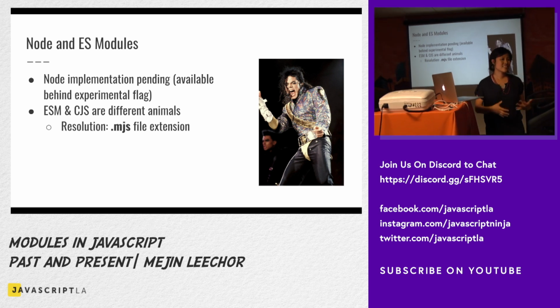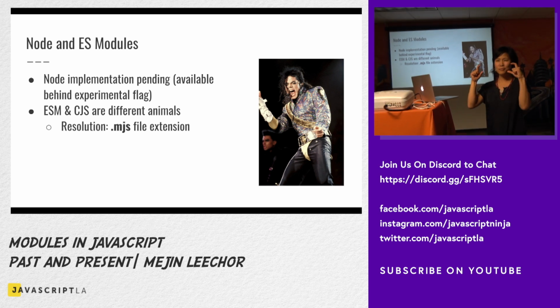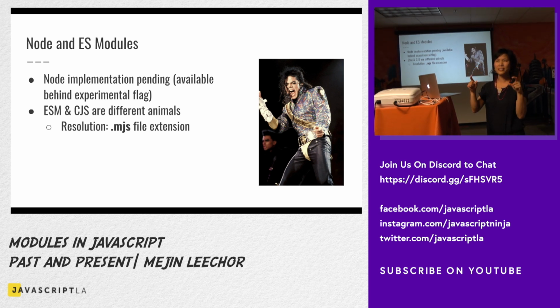One of the current issues in JavaScript is that while most browsers are up to speed with ES modules, Node is not. And you might be asking yourself why Node and ES modules can't just get along. Well, the implementation actually is pending. I was able to play around with it a little bit. Just make sure you have the most current version of Node and use the experimental modules flag or something like that. And you can absolutely play with them in Node.